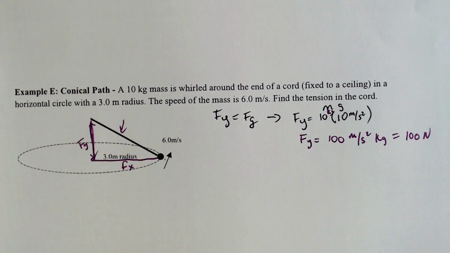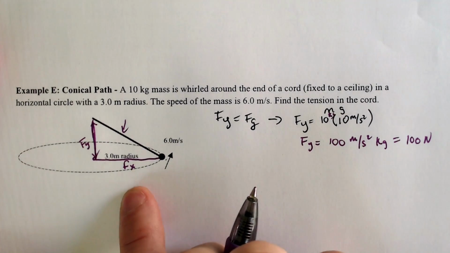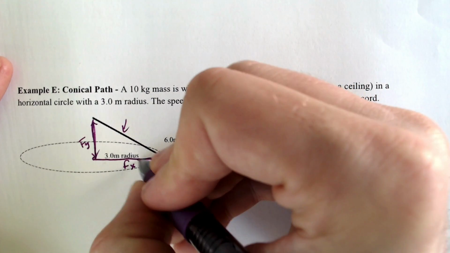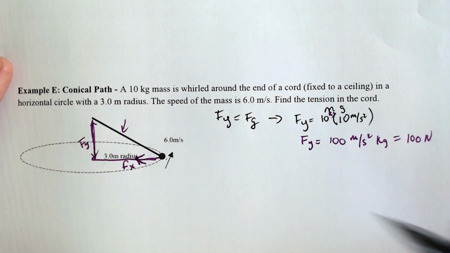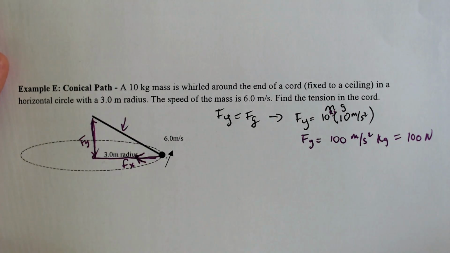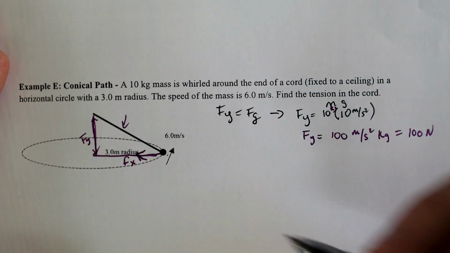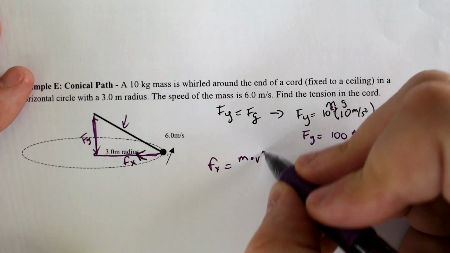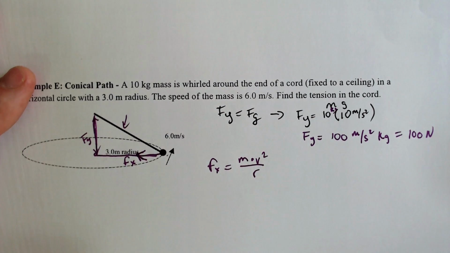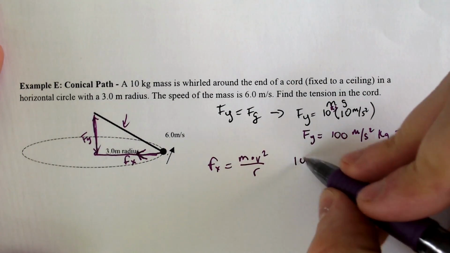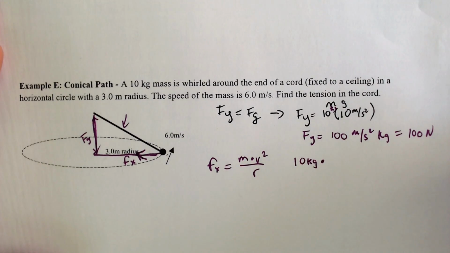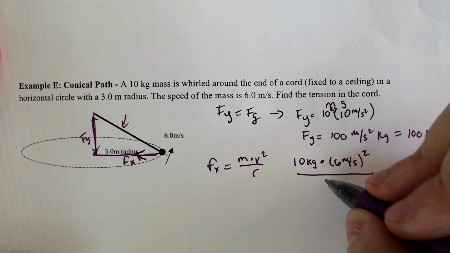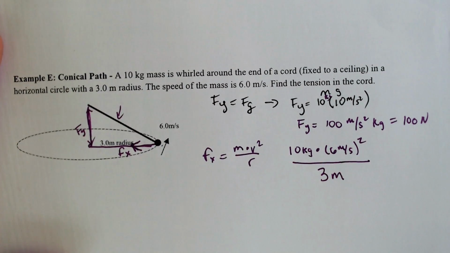With that in mind, the x component is going to involve this flat circle, and the x component force would be moving inward, so it is the centripetal force. Okay, so what would be the centripetal force? That would be equal to the mass times the velocity squared divided by the radius. We've got mass, which is 10 kilograms, times velocity. We know the velocity this time, which is 6 meters per second, squared, divided by the radius, which is 3 meters.